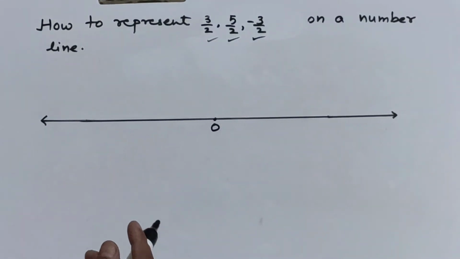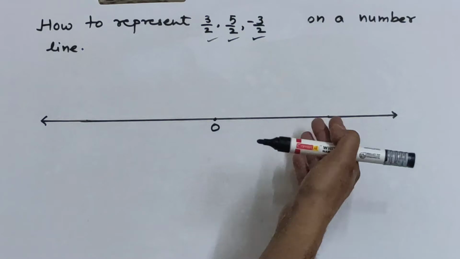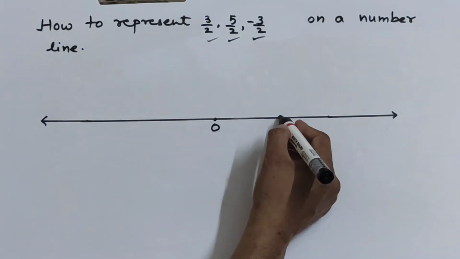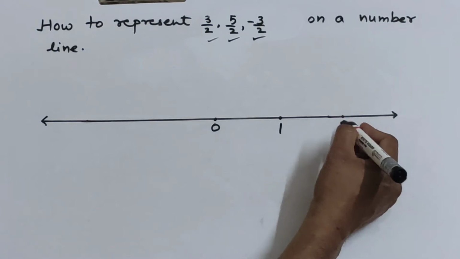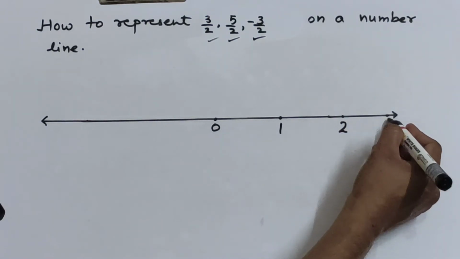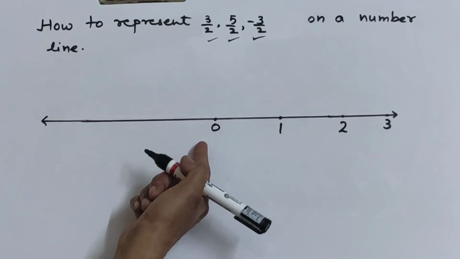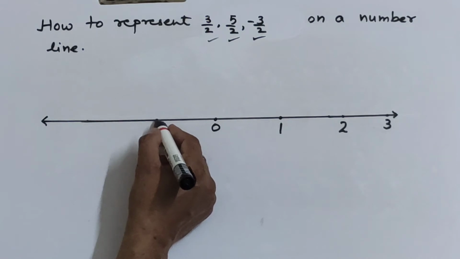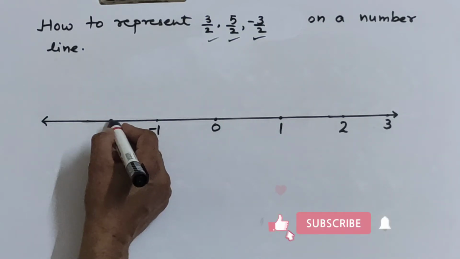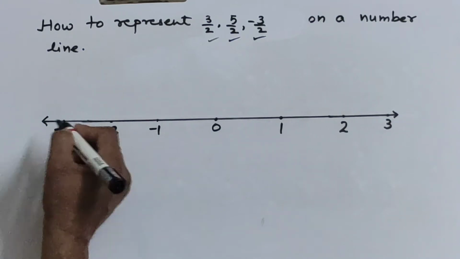Now the positive integers are represented to the right hand side of 0. So we will take positive numbers to the right hand side of 0. So 1, 2 and here we have 3. And the negative integers are represented to the left hand side of 0. So here we have minus 1, minus 2 and minus 3.